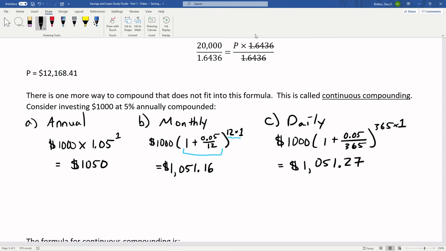Okay, so we actually get more money again. Daily, we get more money. So then the question you might want to ask is, what's the best I can do? Is there a limit to this?